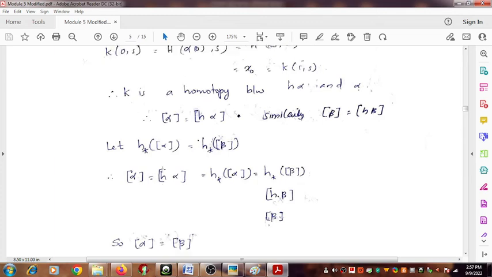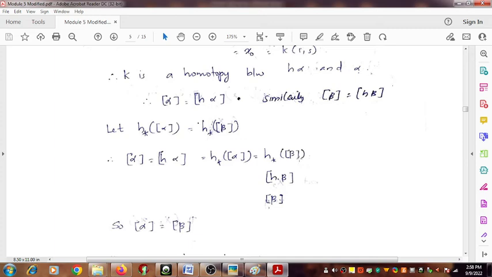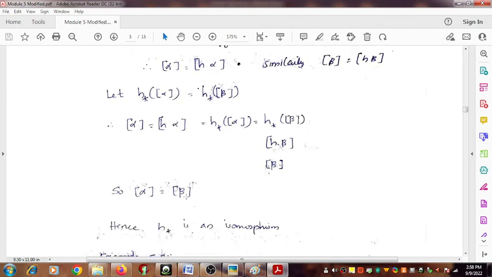Class alpha is equal to class of h alpha, and this is equal to class of h beta. Moreover, due to the relation that exists between class alpha and class of h alpha, we can write that class alpha equals class of h alpha equals class of h, equals h star of class alpha, equals h star of class beta, equals class h beta, equals class beta. Thus we get that class alpha equals class beta.